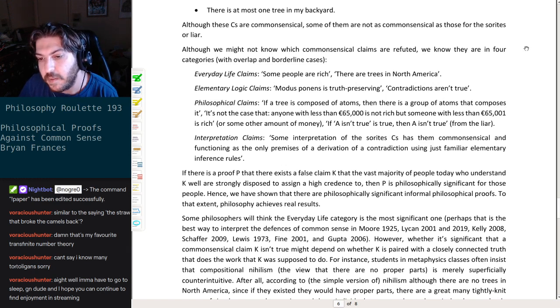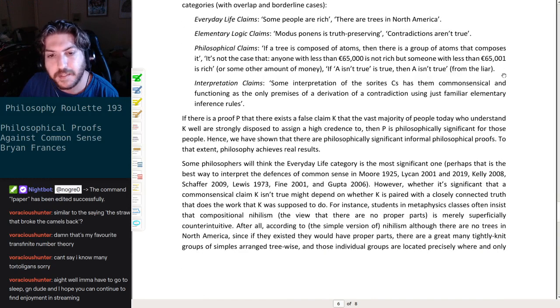If A isn't true, then A is true, then A isn't true. So it's a liar paradox. These are full interpretation claims. Some interpretation of the Sorites sees has them commonsensical and functioning as the only premise of a derivation of a contradiction using just familiar elementary inference rules.